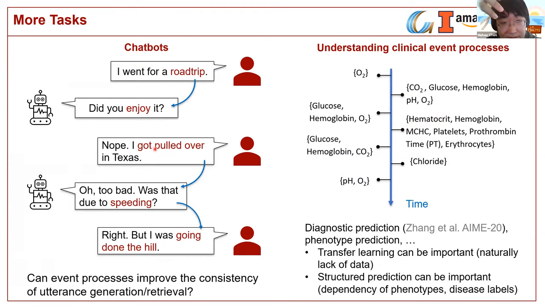And besides, it is also important to develop reliable learning systems which help with understanding clinical event processes, such that machines may help clinicians with expensive tasks such as diagnostic prediction or disease phenotype prediction. In this direction, I believe transfer learning and also structural prediction can be particularly important because, naturally in this area, we lack training resources due to privacy issues, and also there are dependencies between different phenotype and disease labels.